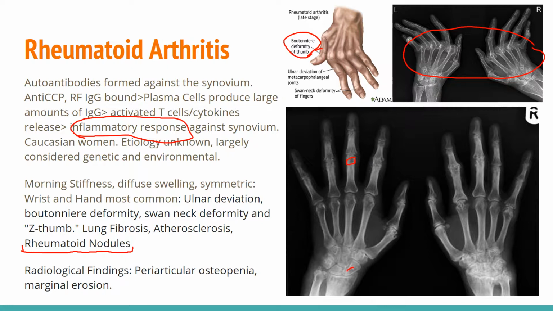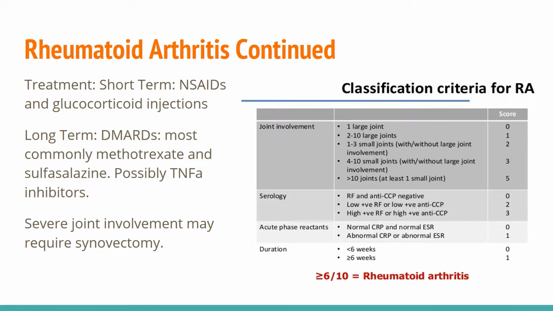Common radiological findings include periarticular osteopenia, which can be seen here and here, as well as marginal erosions.